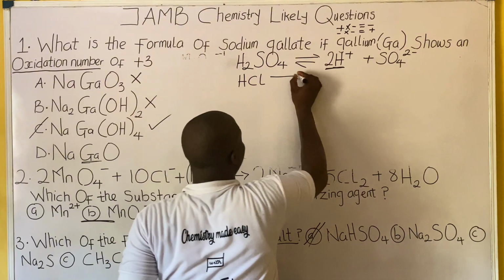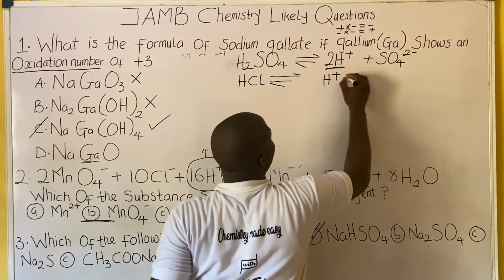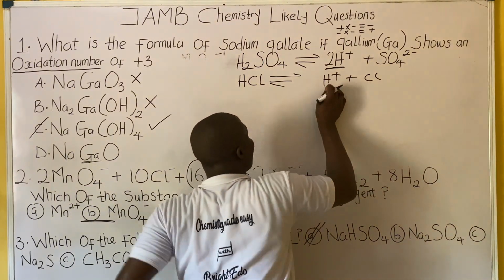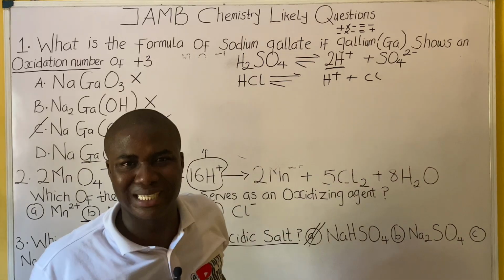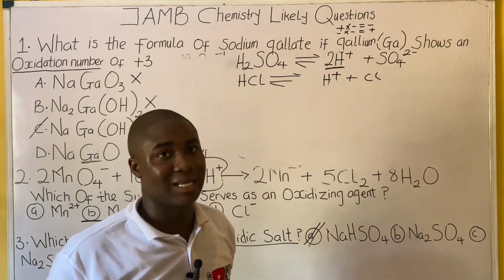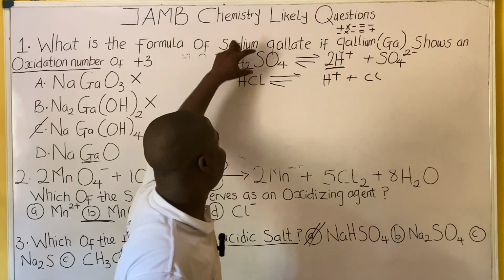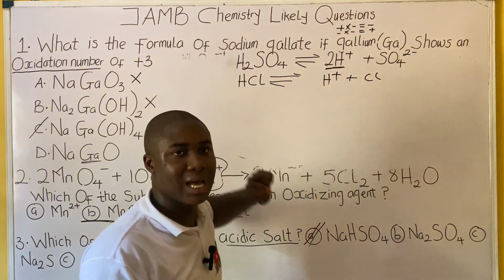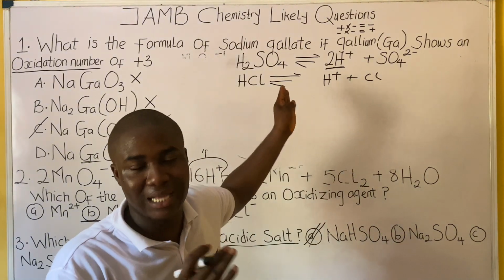Now for HCl, when we break it, what are we having? We're having just one H+ and Cl-. And how many H+ do we have here? One. So it is a monobasic acid. Monobasic acid can never form acidic salt, and I'm going to tell you why. So this is an acid, and I told you it's a dibasic acid specifically.